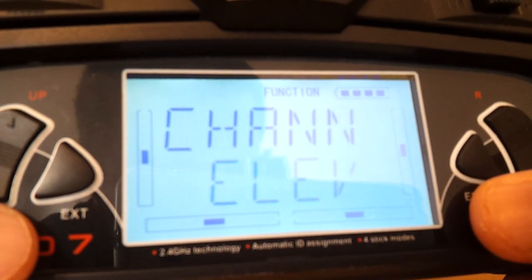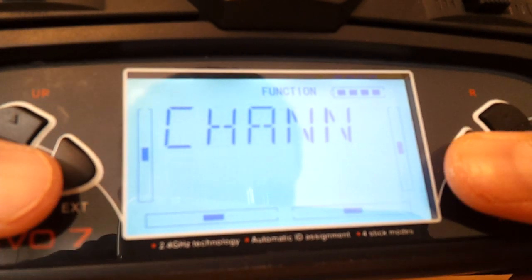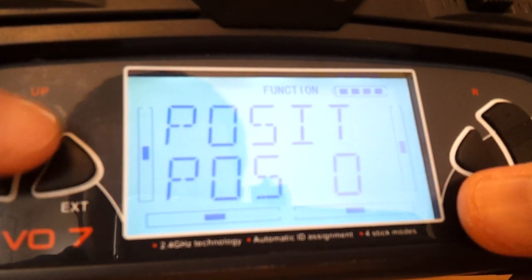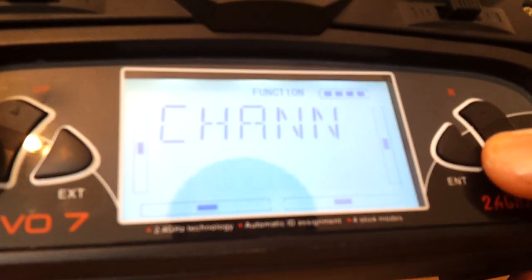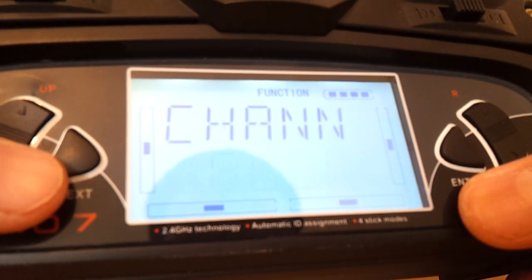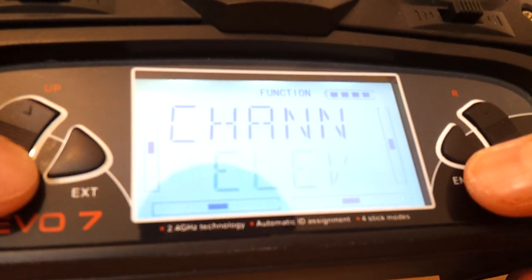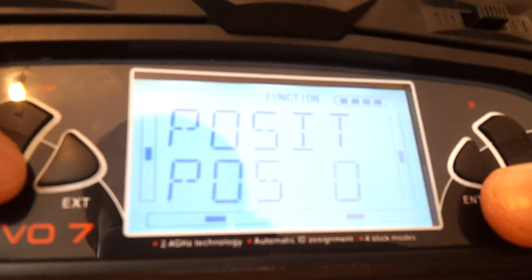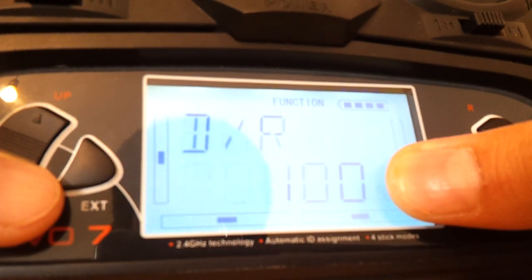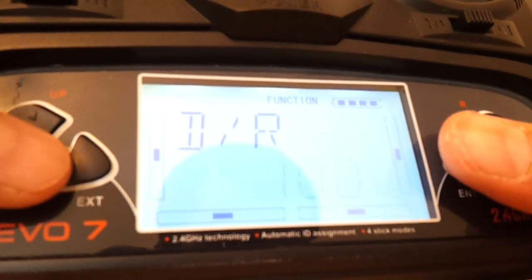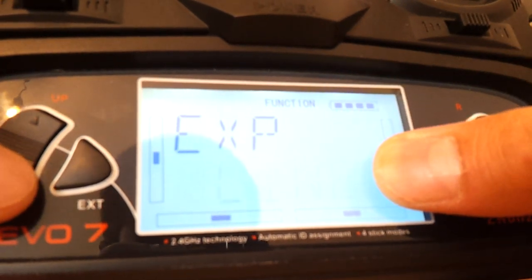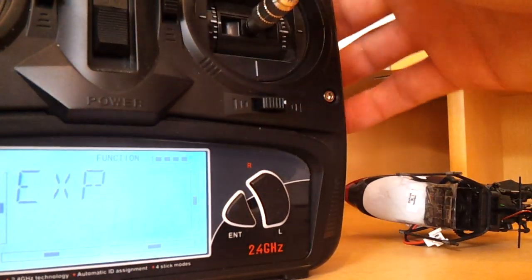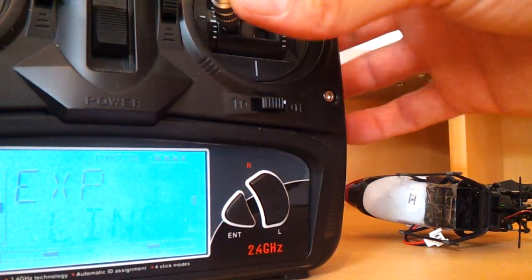DR and EXP. This one is fairly important. So, you got all your different channels you can do. Your elevator channel, let's say you go into that. Position 0, you want your DR at 100%, EXP linear. So what DR does, it adjusts the endpoints of this.